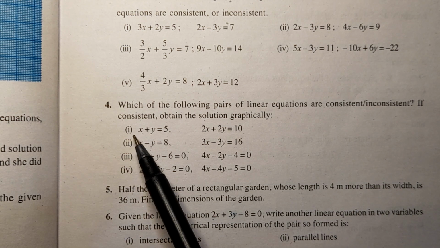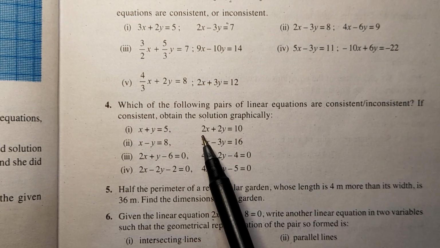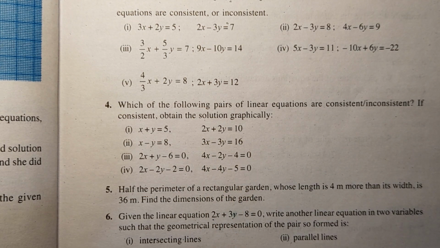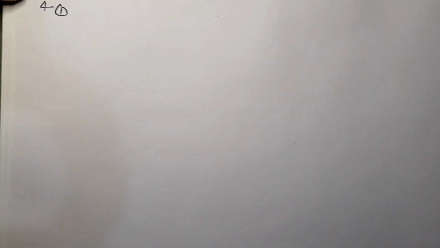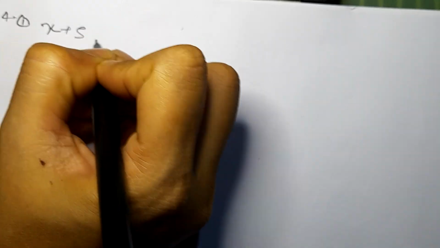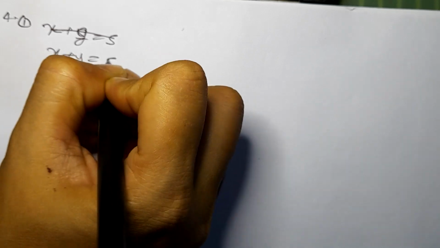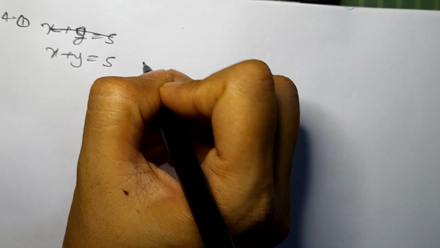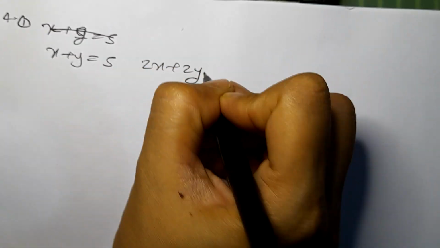So this is Roman number 1: x plus y equal to 5, and the other is 2x plus 2y equal to 10. First we have to check whether it is consistent or not. This is question number 4, Roman number 1. For checking consistent and inconsistent, we have to find the values of a, b, c and check the condition. So this is x plus y equal to 5, and the other is 2x plus 2y equal to 10.